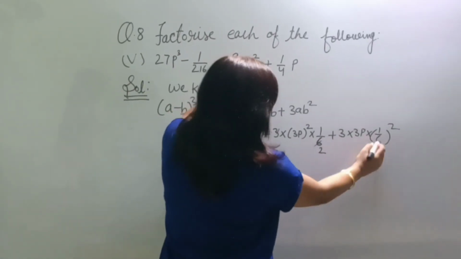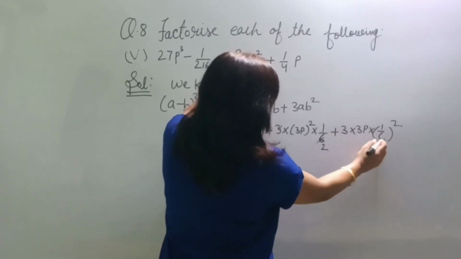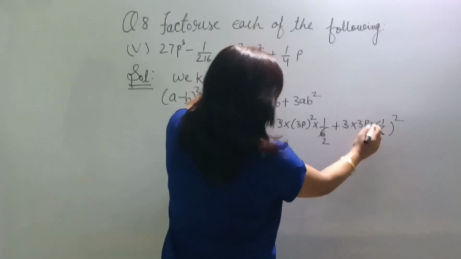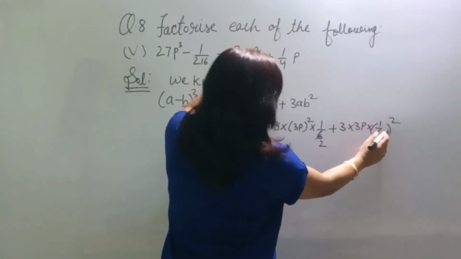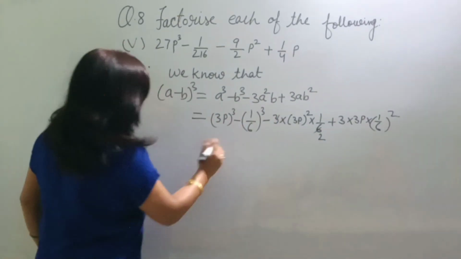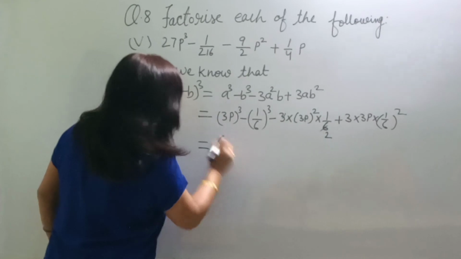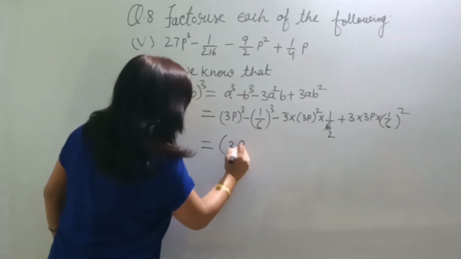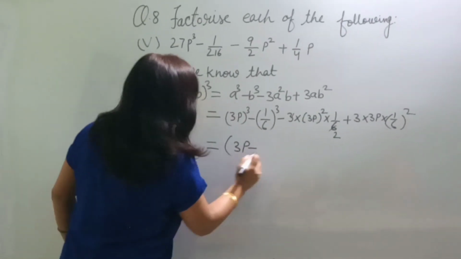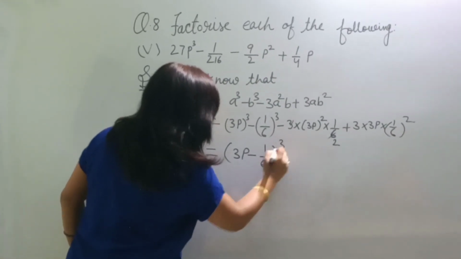Next, 1 upon 36, and this is 3 3 is 9. So 9 4 is 36. So 1 upon 4p will come. It is converted in the form of this expression. So here we can write it in the form of (a minus b) whole cube. So in place of a, 3p will come, and in place of b, 1 upon 6 will come.